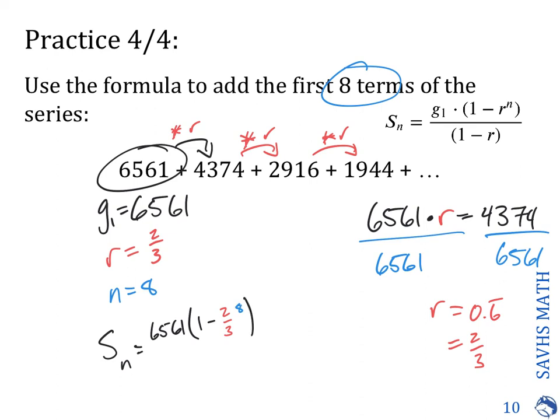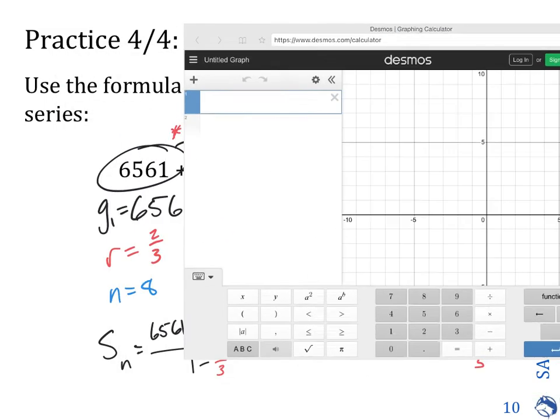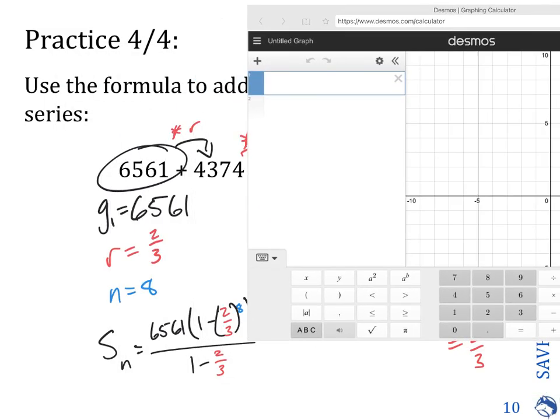Okay. So now our answer is going to be Sn equals 6561 times 1 minus 2/3 to the 8, all over 1 minus 2/3. So in Desmos, I know that I'm not going to be able to really see everything here. I think I can make this work. Okay, 6561 times 1 minus 2/3 to the 8 divided by 1 minus the fraction 2/3. There's our answer, 18,915.